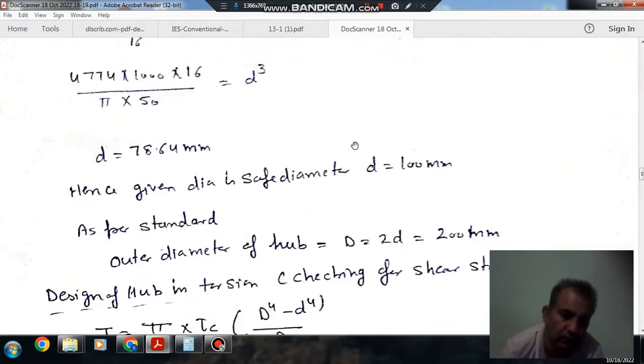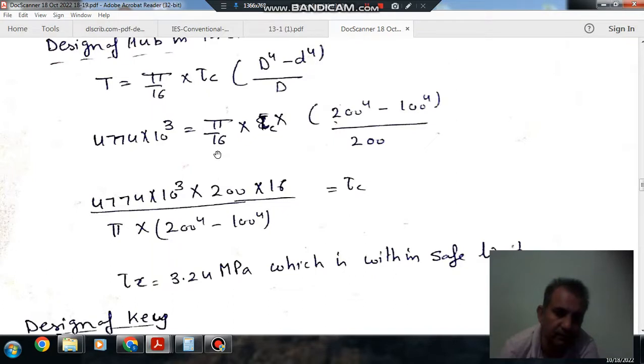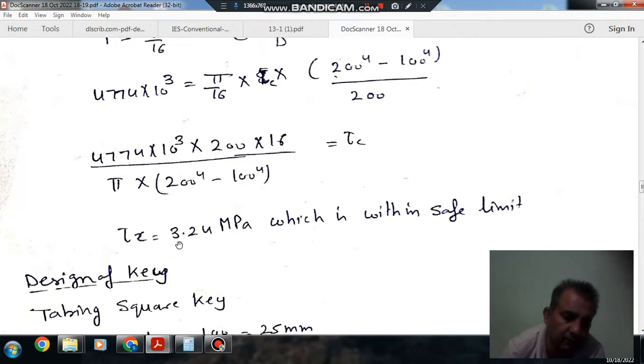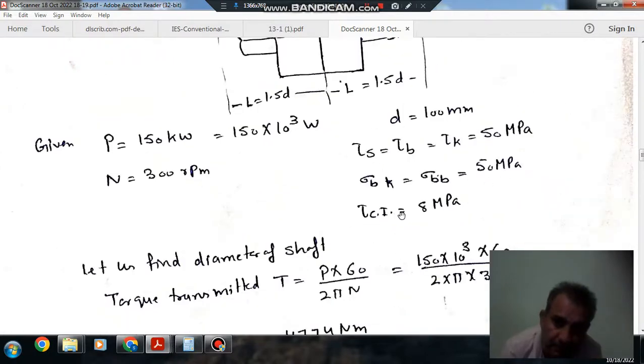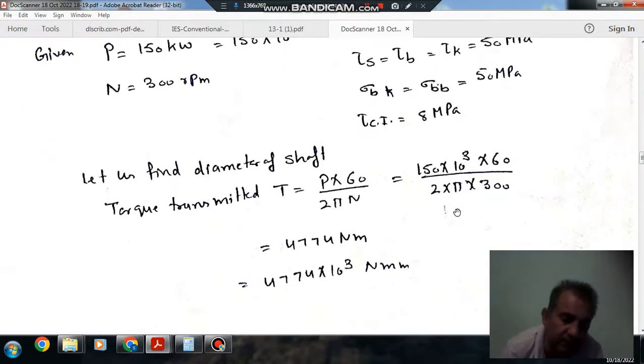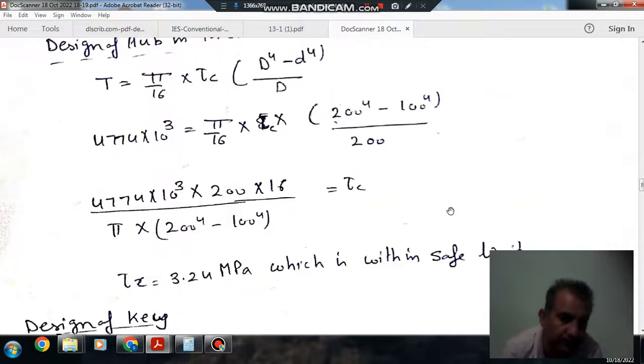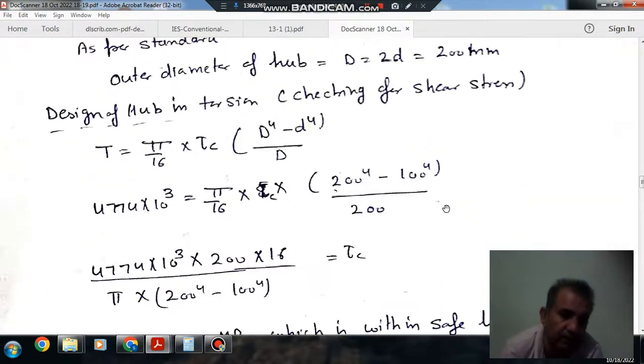So again we use the torsion equation and check the shear stress involved in it. According to the torsion equation, the torque in a hollow shaft is pi by 16 into tau c into D4 minus small d4 divided by D. Now capital D is 200 and small d is 100. From this we can find out tau c comes out 3.24 MPa. As the permissible shear stress for cast iron is 8 MPa, it is within the safe limit, so it is okay.